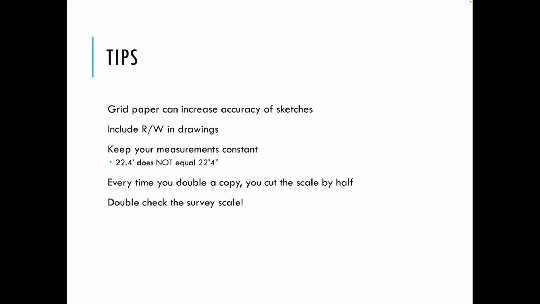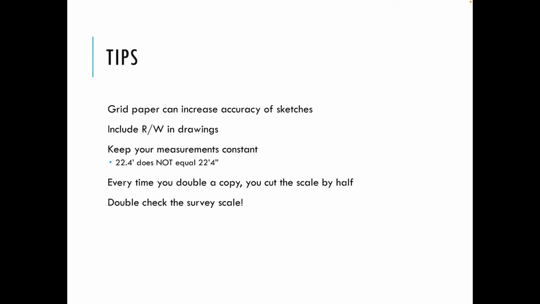If you're going to do sketching, and sketching is a great way to get ideas down on paper, to start discussing things with clients, bring some graph paper, bring some grid paper, because that can really improve the accuracy of your sketches. You can just set each box to be a foot, 2 feet, 5 feet, whatever you need, depending upon the size of the property. And include the right-of-way in your drawings. Again, we've talked about this. Keep your measurements consistent. All right, so just some tips for double-checking things.